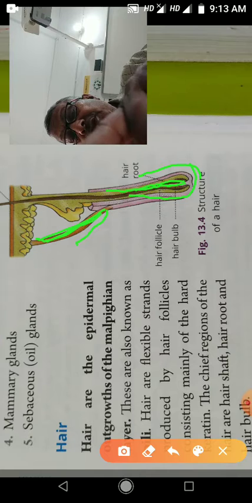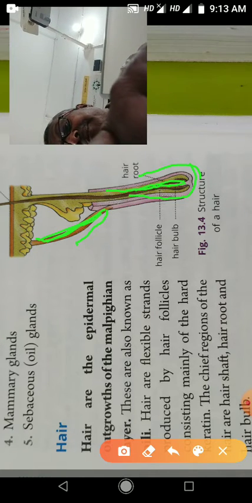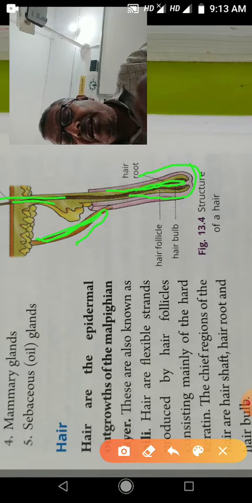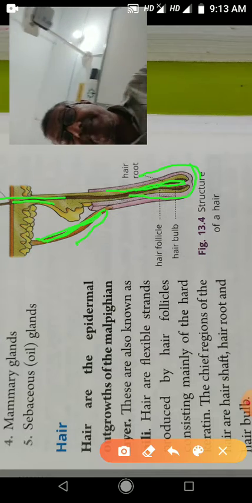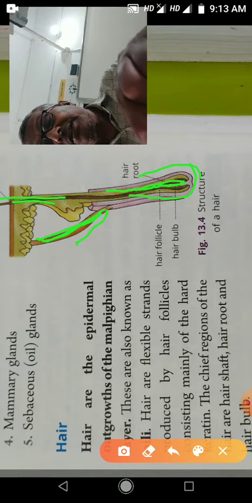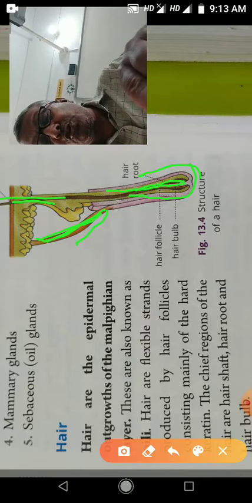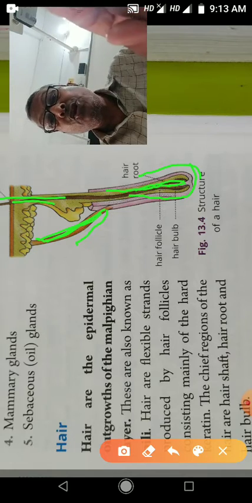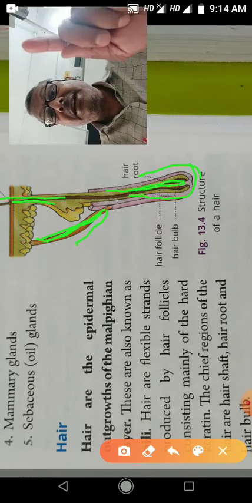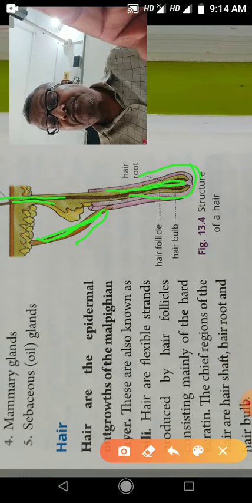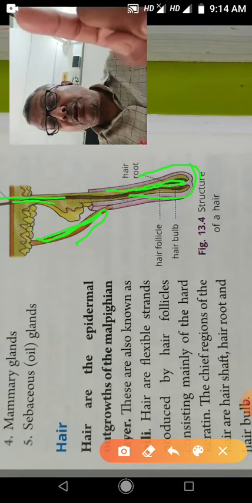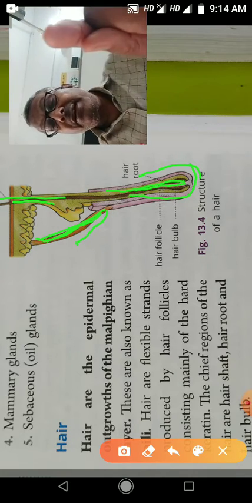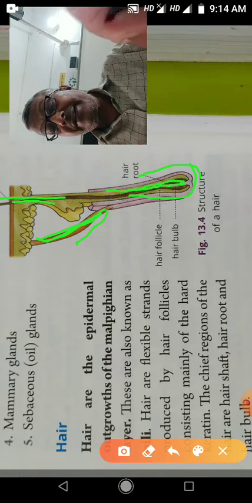Color of hair is due to presence of melanin pigment in the hair shaft. This melanin pigment is responsible for the color of hair. The grey or silvery color of hair is due to minute air space, and minute air space is formed when melanin pigment is lost from the hair. So when melanin pigment is lost, minute air space is formed, and therefore hair becomes grey or silvery color.